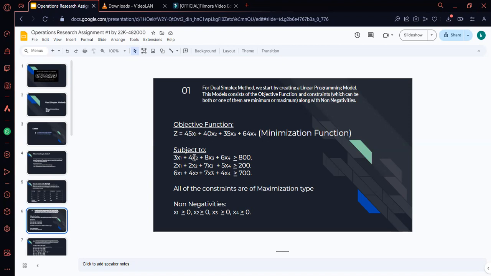After that, these are the constraints, which are given by 3x1 plus 4x2 plus 8x3 plus 6x4 is greater than or equal to 800, 2x1 plus 2x2 plus 7x3 plus 5x4 is greater than or equal to 200, 6x1 plus 4x2 plus 7x3 plus 4x4 is greater than or equal to 700. All of these constraints are of the wrong type as given, so we need to convert them by changing their signs. The non-negativity constraints will not be changed: all variables should be greater than or equal to 0, otherwise it is impossible to solve.